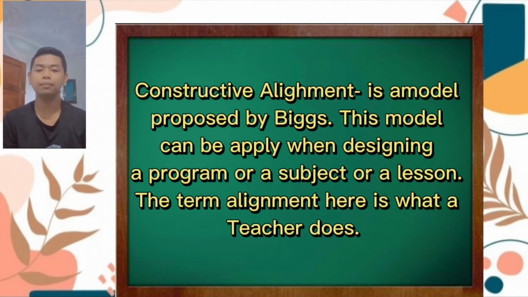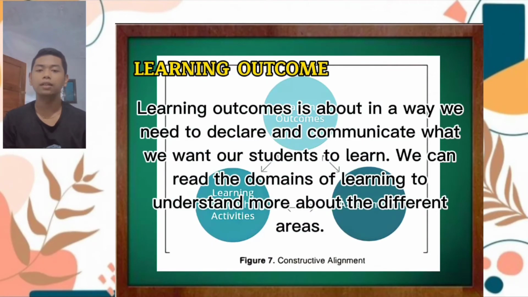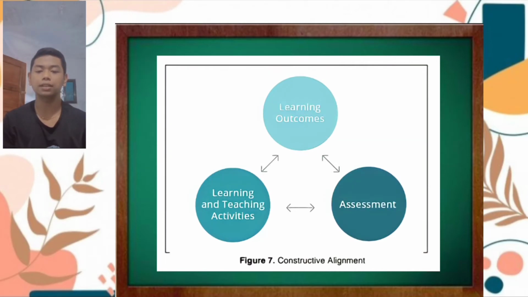The term alignment here is what a teacher does. Learning outcomes are about declaring and communicating what we want our students to learn. We can read the domains of learning to understand more about the different areas. When writing learning outcomes, we need to be clear about the levels of learning we want our students to achieve.